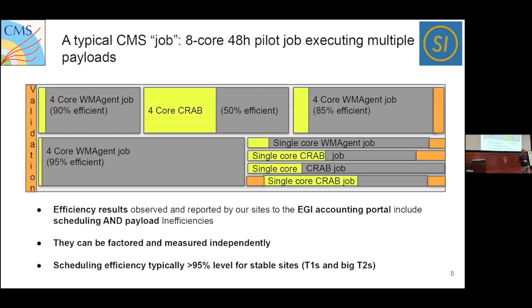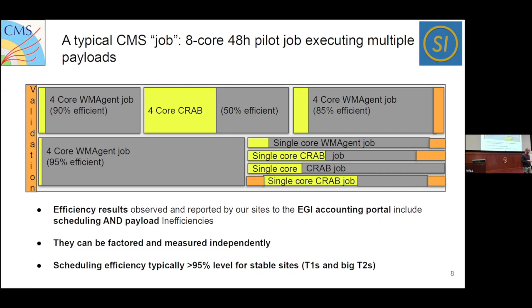There are different sources of inefficiency. We categorize them in two types. One is the inefficiency, the one in orange, that comes from the scheduling. With the way we schedule jobs, sometimes we are not able to schedule a job for different reasons. Mostly it's due to the retirement time at the end of the pilot. At some point, the pilot has to stop. We stop accepting jobs. And for a good site, the efficiency is usually greater than 95%. For the Tier 1 it is 97, 98%.